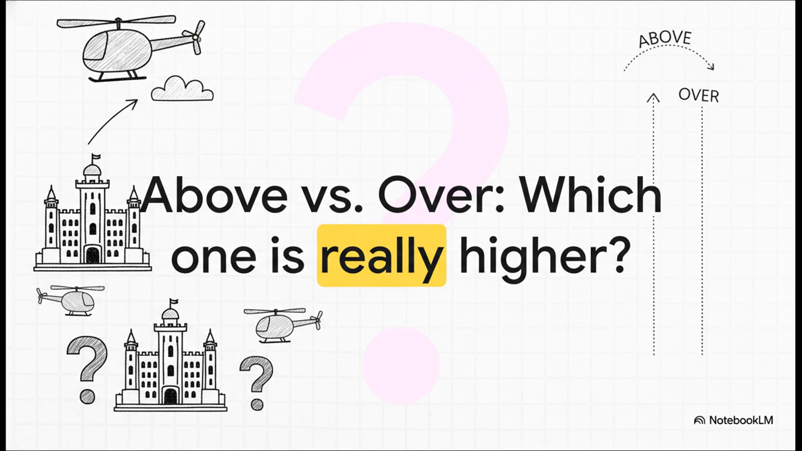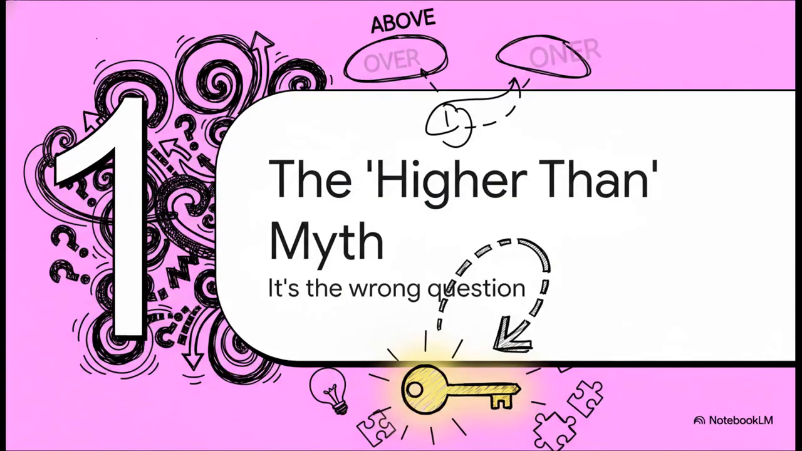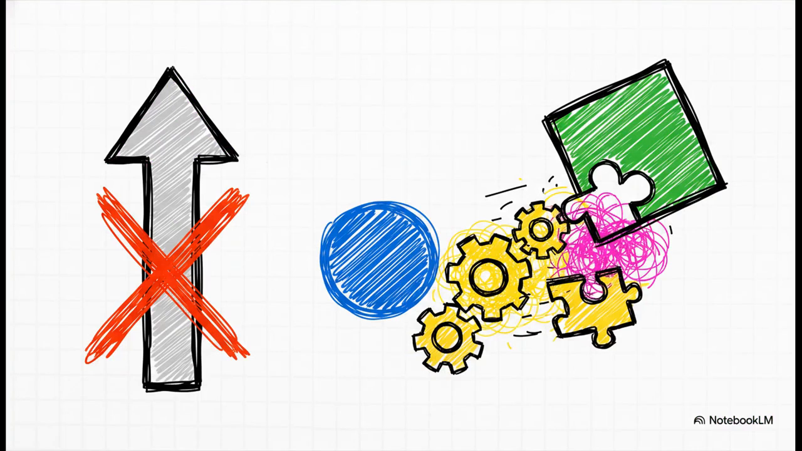Well, here's the tricky part, and it's why we're all here, right? Sometimes they can mean the exact same thing, and that's where the confusion really sets in. But here's a thought. What if asking which one is higher is actually the wrong question to begin with? It feels like it should be the right one, but it's not. While both words can mean higher than, the secret to telling them apart lies somewhere else entirely. And here it is. This is the big reveal.